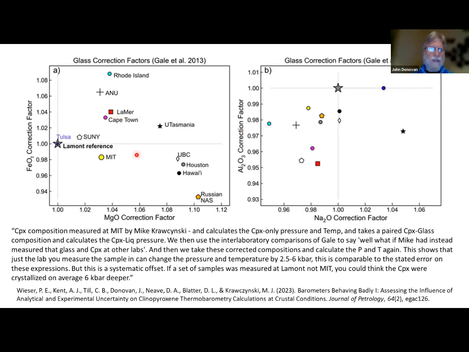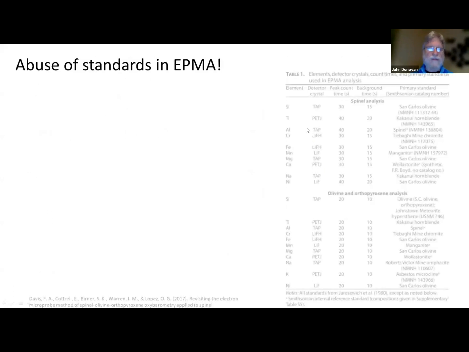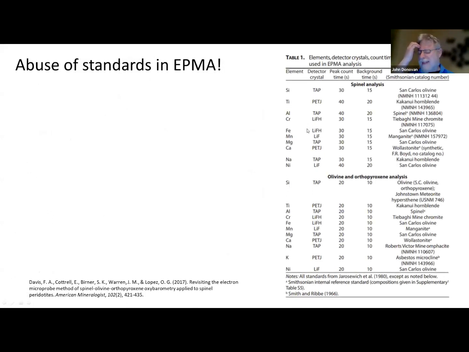You can see the labs here that have been revealed, and then this is without the labels, but it's for the other elements there, and that needs to be considered. There's a problem in our field, and we need to fix it. We need global standards, basically. And it's worse than that. Here's an example of the abuse of standards.